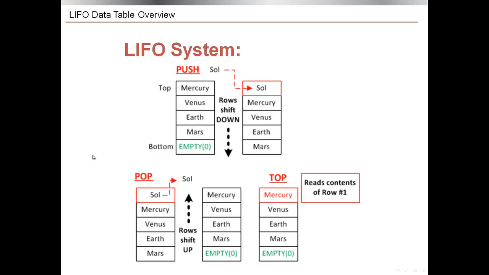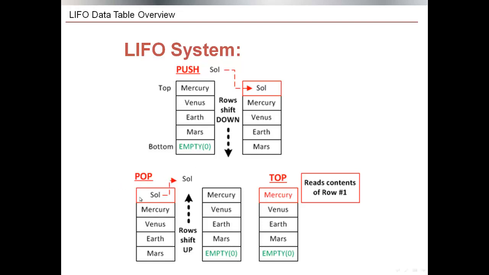So we can see here in the LIFO system, we have a table with information in the top 4 rows, and the bottom row is empty. When the push operation is performed with the word Sol, it is written to the top row of the table, and all the other rows shift down. The pop function removes the front row from the table, and the remaining rows shift up.